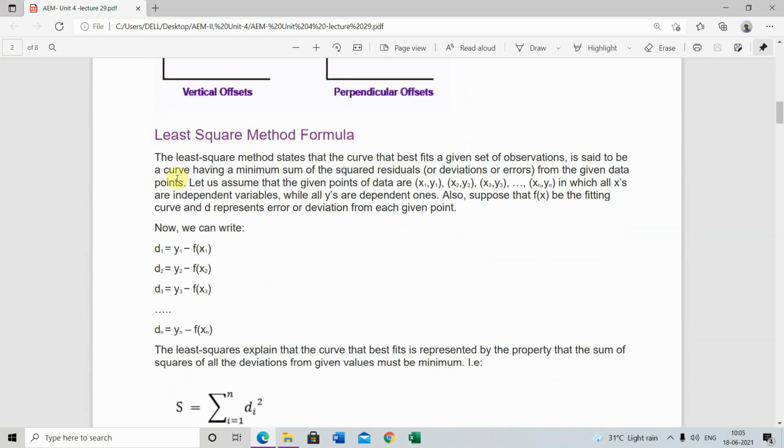Least square method formula. The least square method states that the curve that best fits a given set of observations is said to be a curve having a minimum sum of the squared residuals or deviations or errors from the given data points. Let us assume that the given points of data are (x1, y1), (x2, y2), (x3, y3) up to (xn, yn), in which all x's are independent variables, while all y's are dependent ones. Also suppose that f(x) is the fitting curve and d represents error or deviation from each given point.